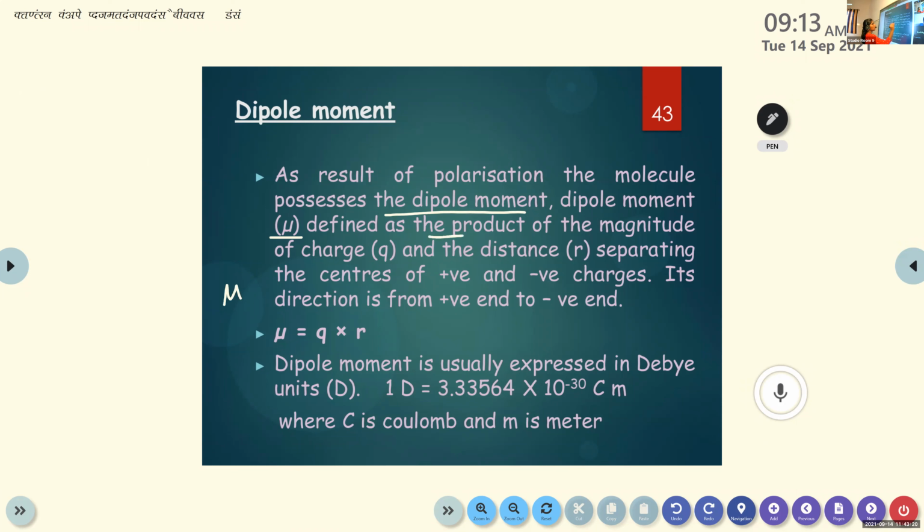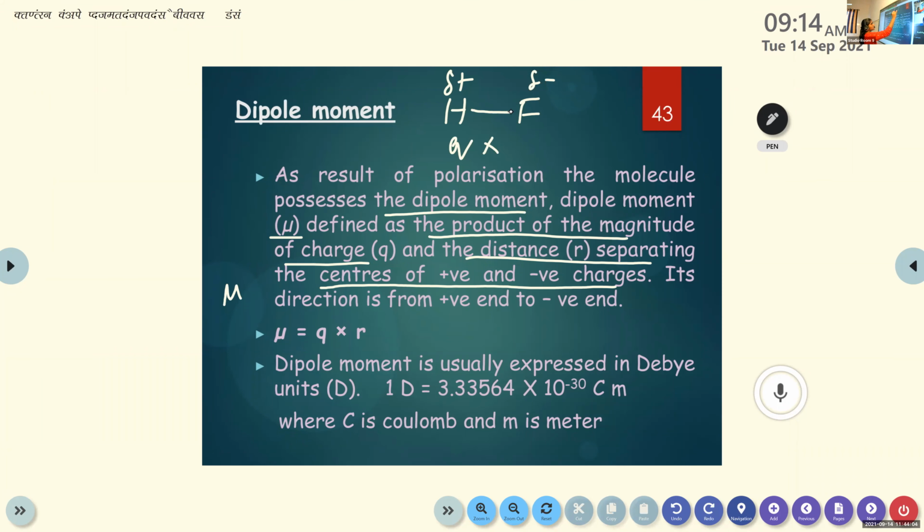It is defined as the product of the magnitude of charge and the distance separating the centers of positive and negative charges. Clear, children? This dipole moment evolves due to polarization. In the case of hydrogen and fluorine, fluorine will obtain a partial negative charge and hydrogen a partial positive charge. The charge Q between the two atoms, multiplied by the distance R between the centers of the positive and negative atoms, is calculated as mu.